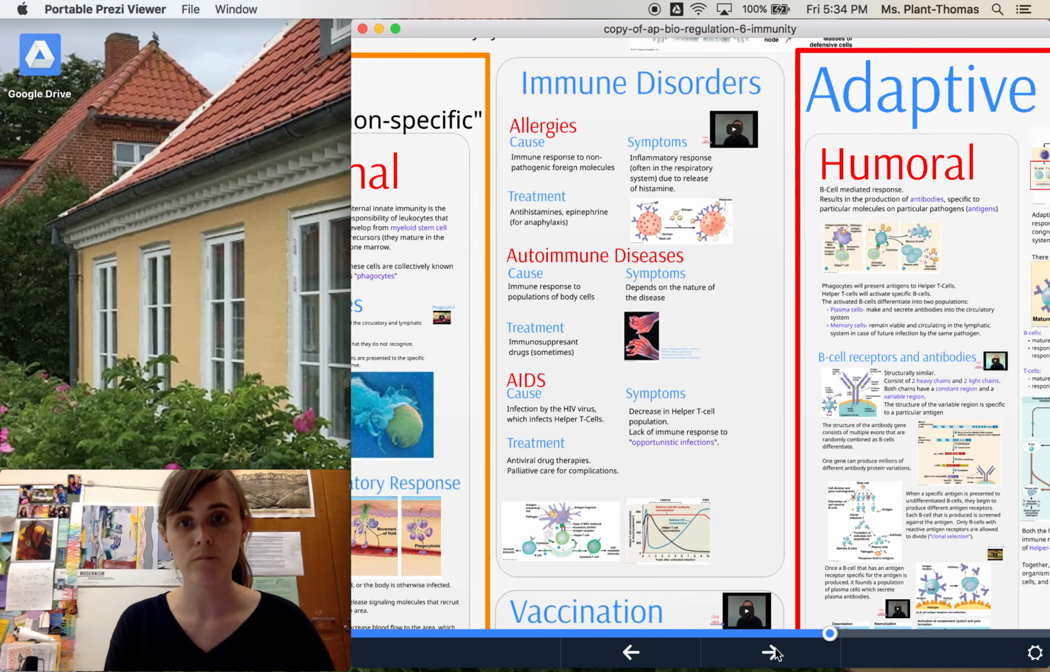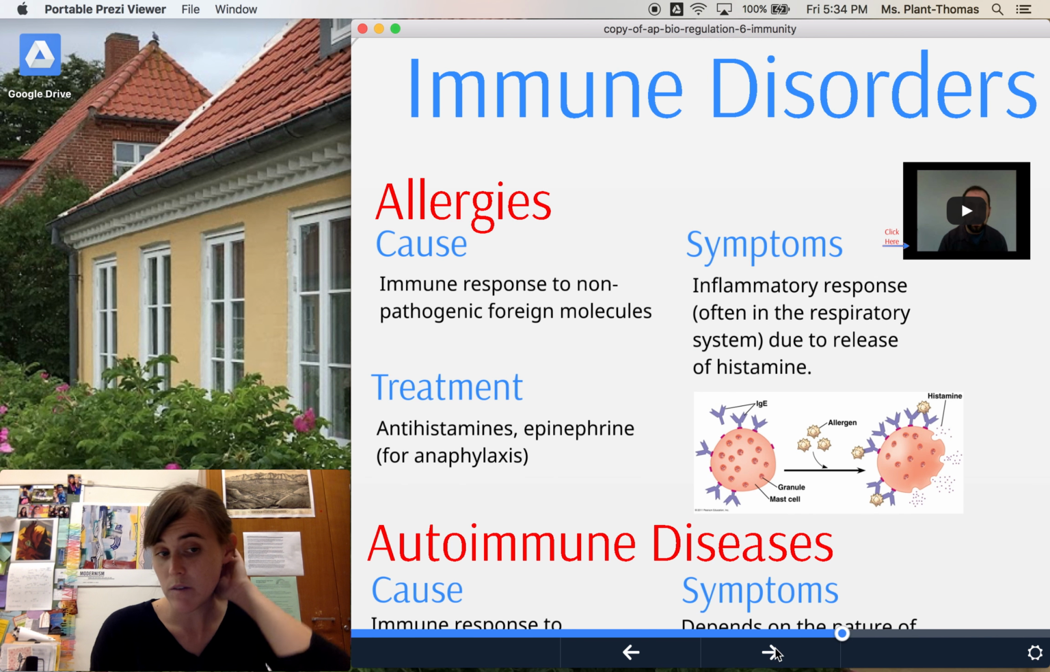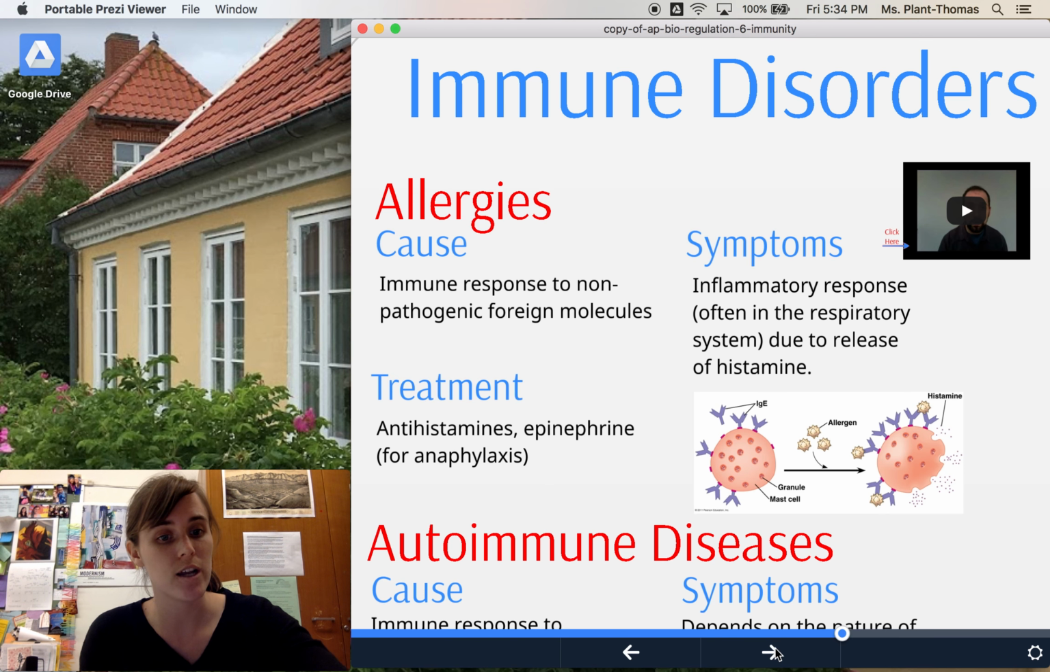Okay, so examples of this include allergies, which is sort of like what Justine and Anthony talked about with their project, with their presentation on nut allergies.